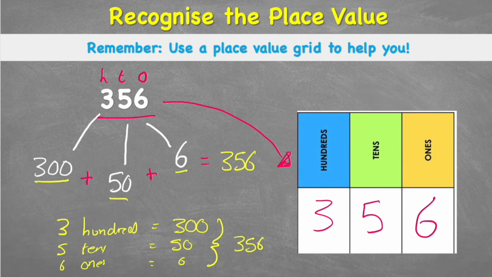So the really important thing to learn today is that even though this looks like a 5, it's not just a 5 because it's in the tens column. It actually has the value of a 50, and that this 3 in the hundreds column isn't just a 3 because it's in the hundreds column. It actually has a value of 300, and because our 6 is in the ones column, it has a value of only ones, so 6 ones is just 6.